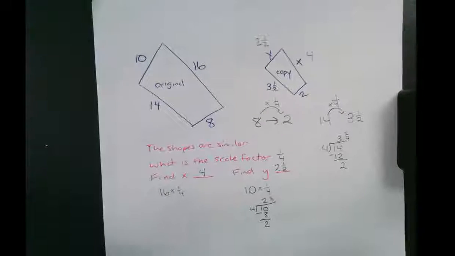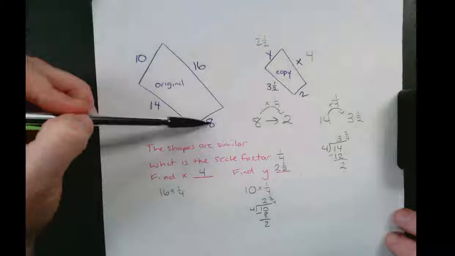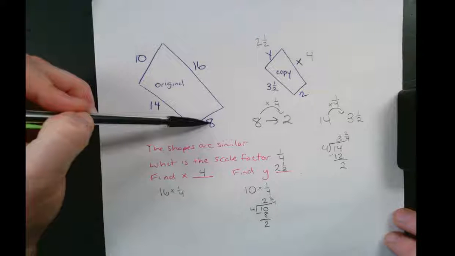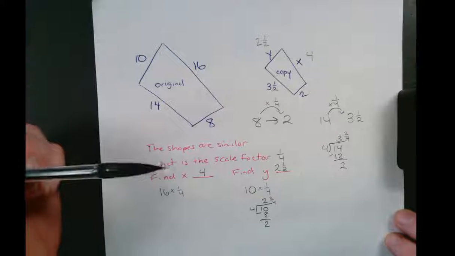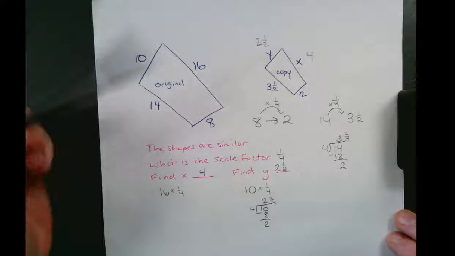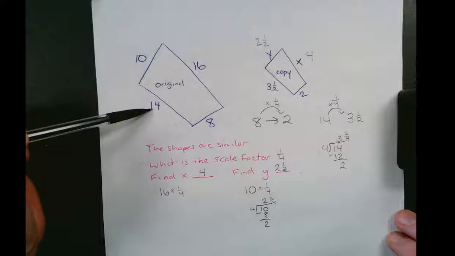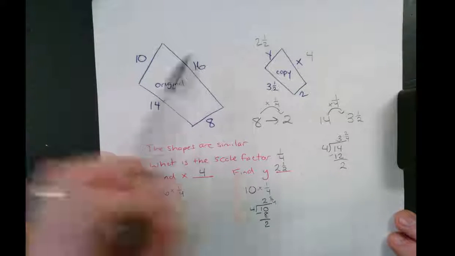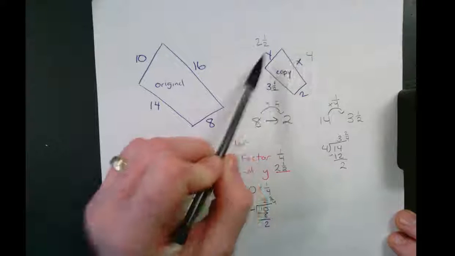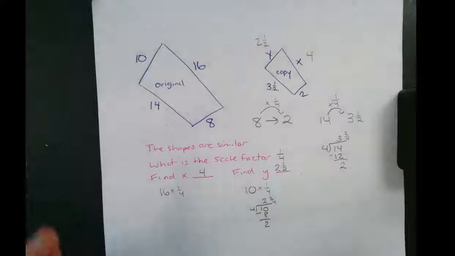And if we look at some relationships here, 8 and 16, 8 is half of 16. Oh, look, 2 is half of 4. Okay, notice that this number is smaller than that number, this number is smaller than that number, this one is the biggest number, this one is the biggest number for this shape, so they all should sort of match up.